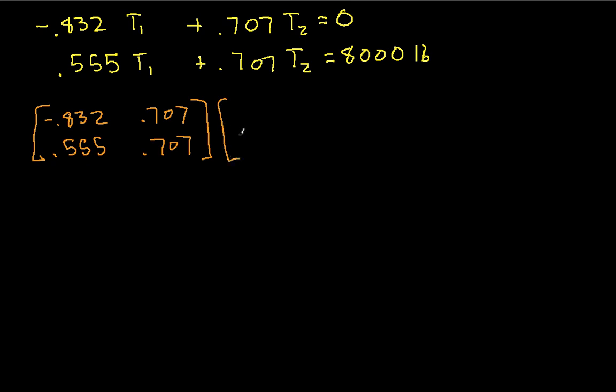I then can multiply this by a vector of t1 and t2, and this is equal to a vector of 0 and 8,000. Okay. So at this point, if you've got a powerful enough calculator, you can just plug this into your calculator, and it will do the solution.